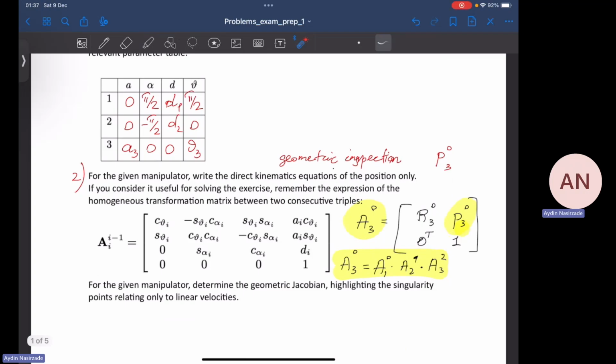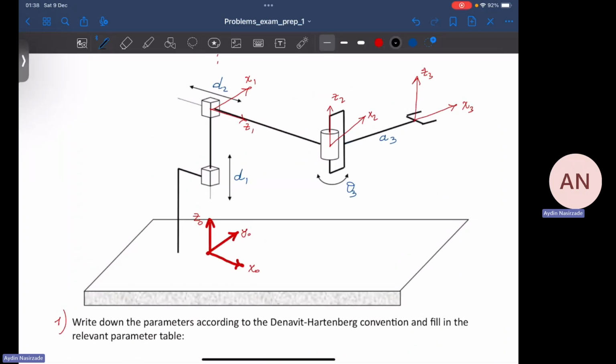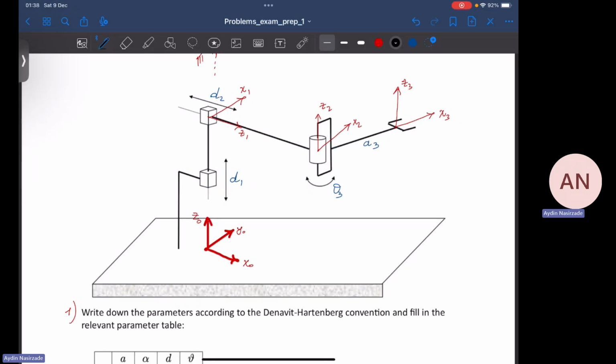Now let's move on to the differential kinematics. Okay, in the last statement, it says, for the given manipulator, determine the geometric Jacobian, highlighting the singularity points relating only to linear velocities. Okay, now this is a problem we have to cover in differential kinematics. So what is the size of the Jacobian matrix in this particular case?